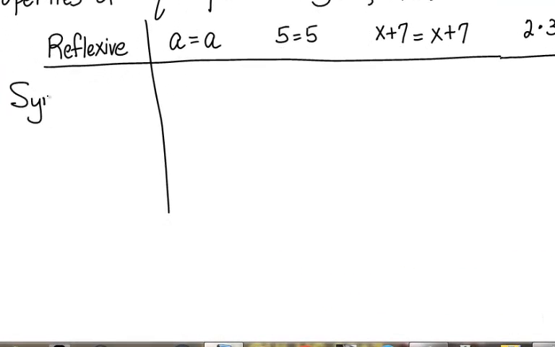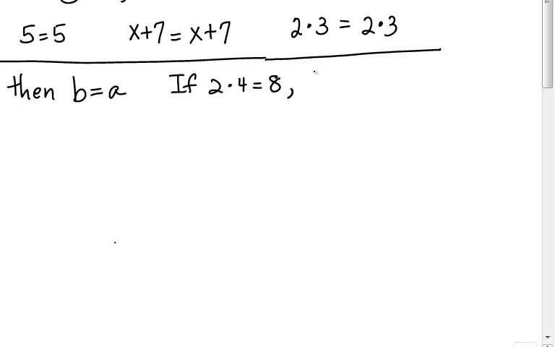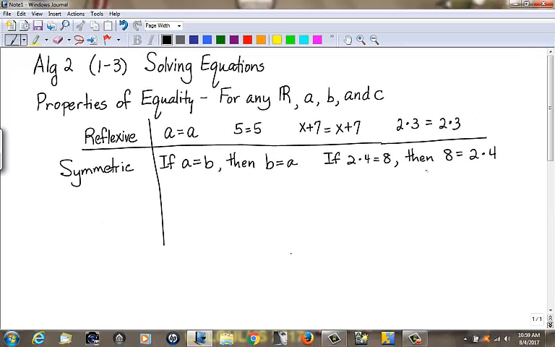Symmetric property. And again, it's symmetric property of equality, but we're going to abbreviate this symmetric. And it says if A equals B, then the symmetric property says you can turn that around, then B equals A. And it can be quantities also. Like if you said if 2 times 4 equals 8, then 8 equals 2 times 4. Notice the 2 times 4 is in the same order. They change places around an equal sign. Okay, so that's the symmetric property.